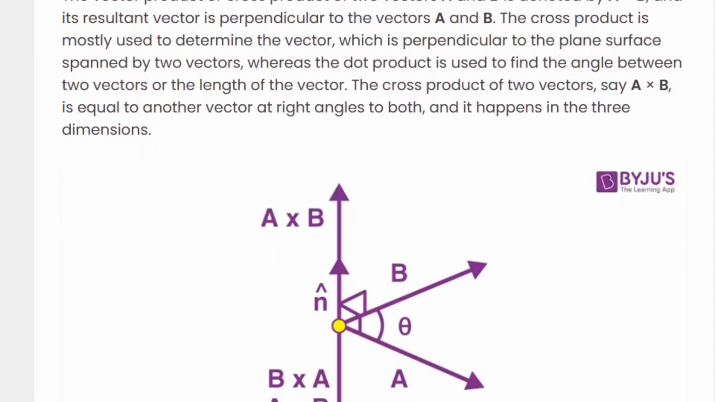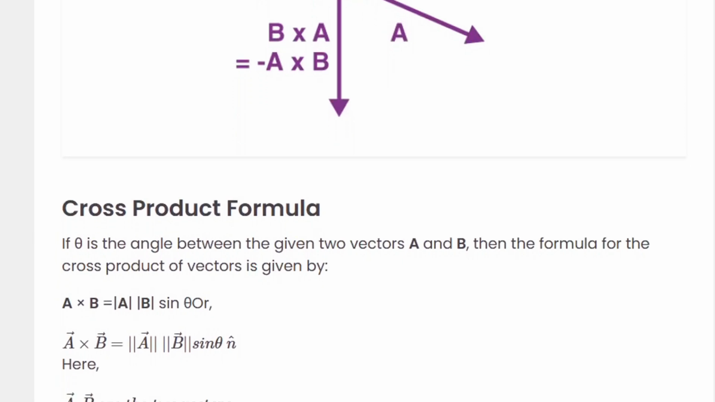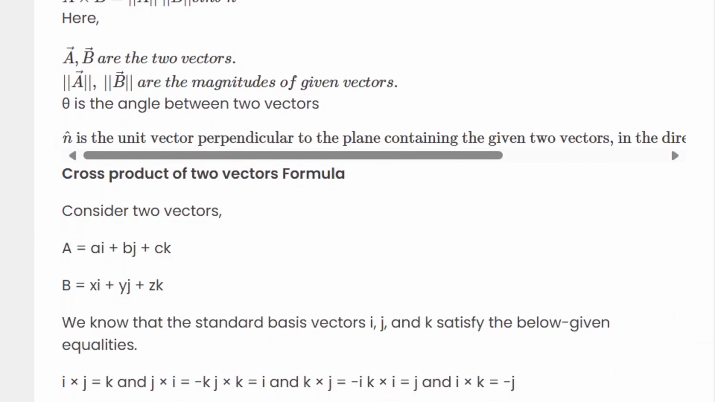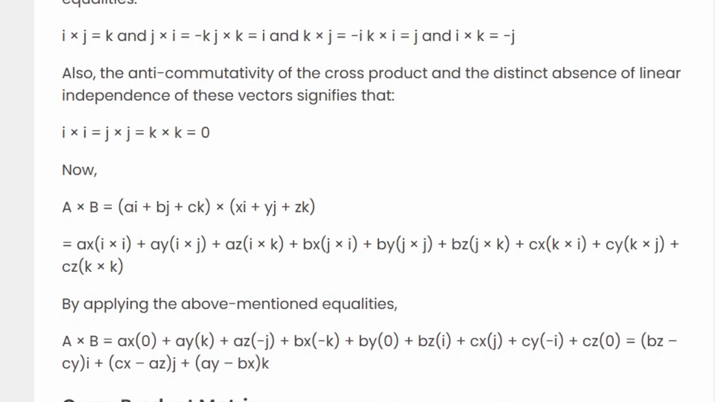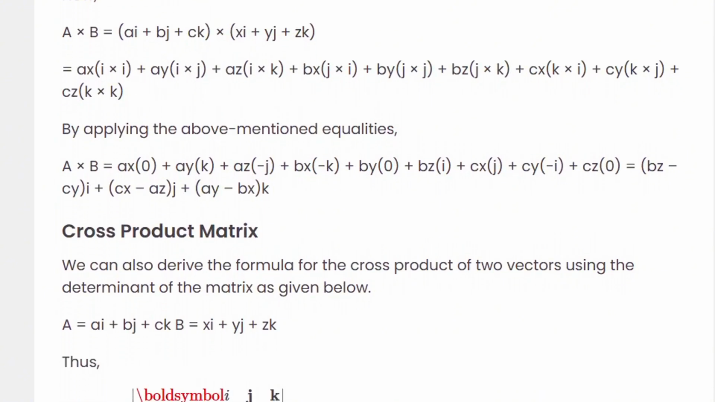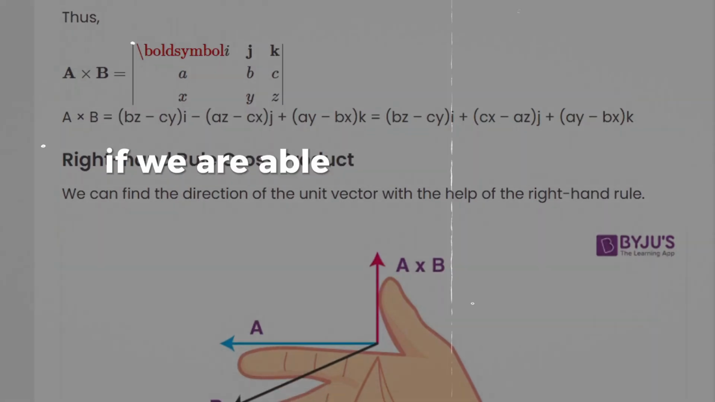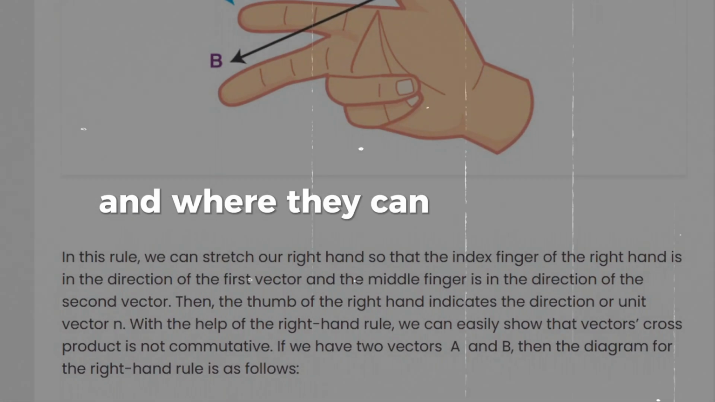Most of these concepts are hard to grasp at the first go, especially because in school we were only taught about the abstract nature of them. We never learned the geometrical meaning behind them and what they represent visually. But it can be a lot easier to understand vectors and game math in general if we are able to visualize and understand the meaning behind them and where they can be applied.